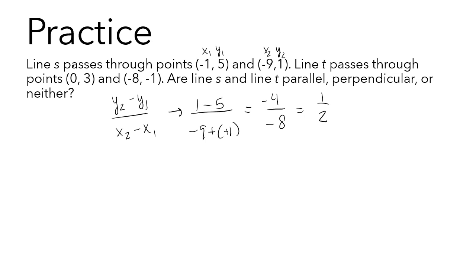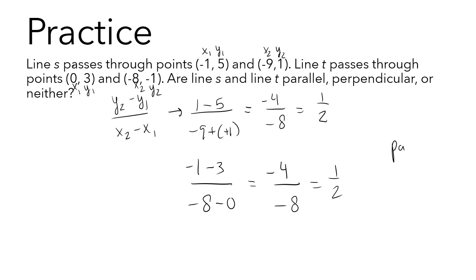Now let's find the slope of the other one. I'm going to do the same thing. This is x1, y1, x2, y2. So I'm going to do negative 1 minus 3 over negative 8 minus 0. That gives me negative 4 over negative 8. And of course, that's exactly the same. So these two lines are parallel.